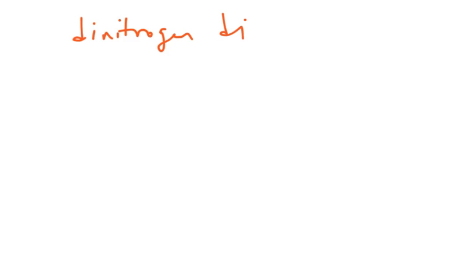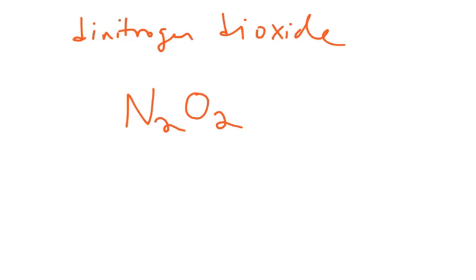Dinitrogen dioxide is N2O2. And normally if we had a type 1 or type 2 compound, we would actually divide both of these subscripts by 2. But because this is a type 3 compound, we're not going to divide the subscripts by anything, which means dinitrogen dioxide is just N2O2. It's not NO. NO would be nitrogen monoxide.